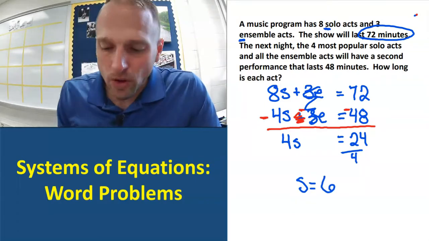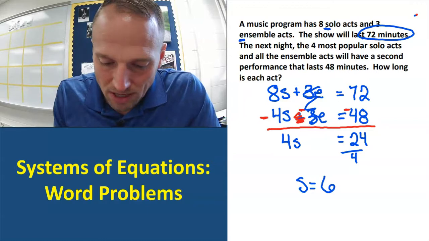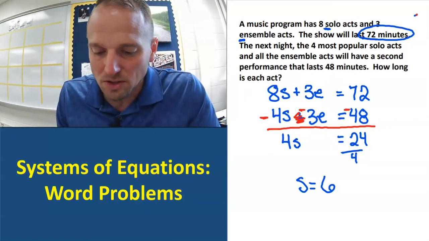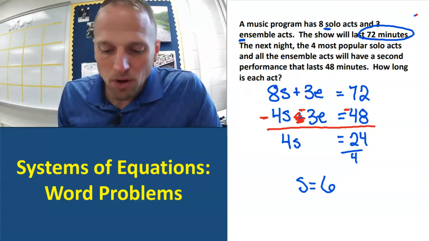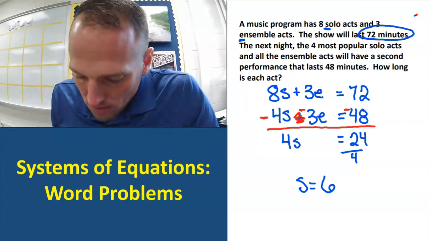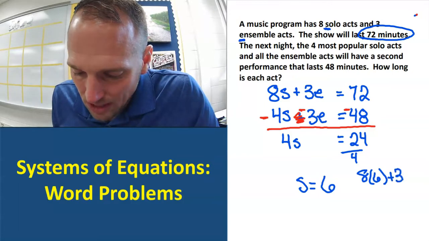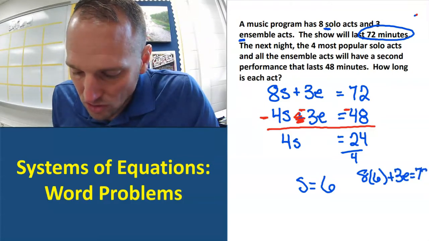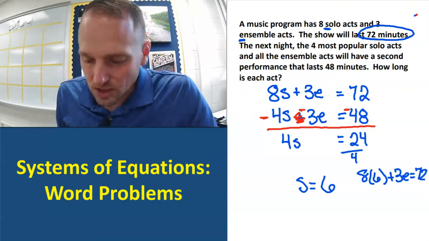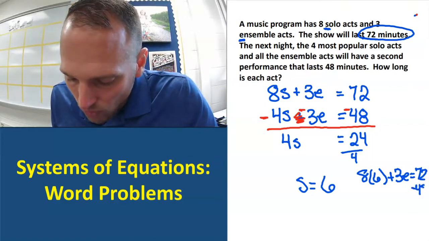So each solo act is 6 minutes. Now I can use any equation that I want. Maybe I'll just use the top one. 8 times 6 plus 3e equals 72. So 8 times 6 is 48. So let's subtract the 48 over.